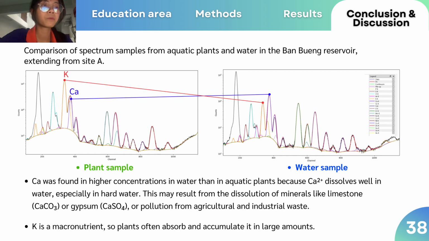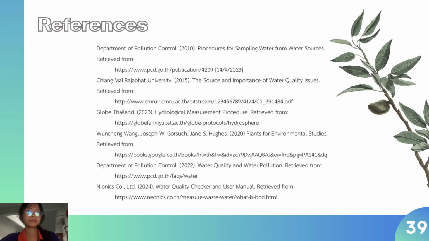This is the comparison of plant sample and water sample in Banwing Reservoir from site A. You will see that calcium was found in a higher concentration in water than in aquatic plants because calcium ions dissolve well in water, especially in hard water. This may result from the dissolution of minerals like limestone or gypsum, or pollution from agricultural and industrial waste. Also, potassium is a macronutrient, so plants often absorb and accumulate it in large amounts.